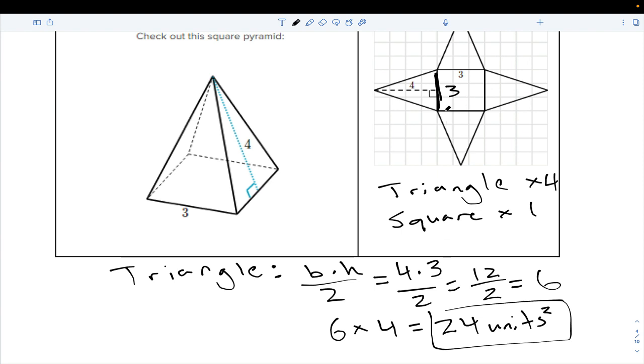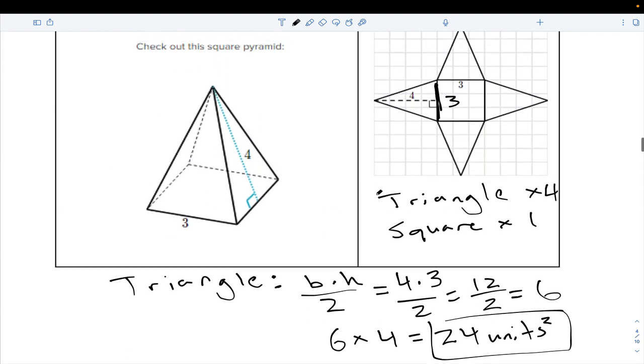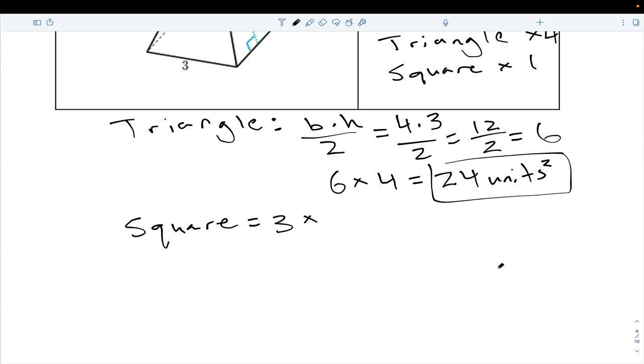Aubrey, what are the side lengths of the square that they give me? So 3 is both of those. How do you find the area of the square? 3 times what? Length times width. What is the width of this thing? It's 3 again. So 3 times 3 is going to be your square. 9 units squared is the answer for that one.